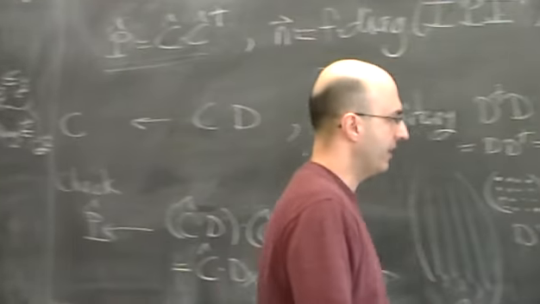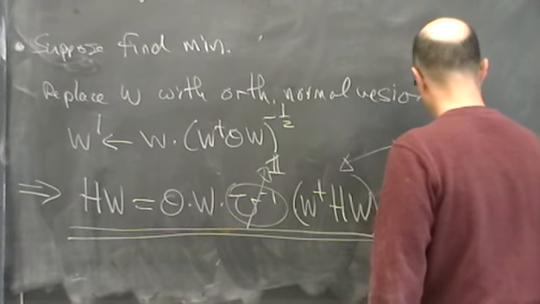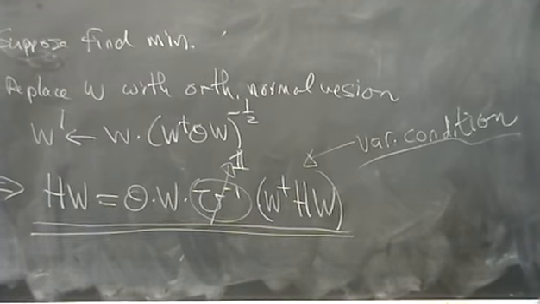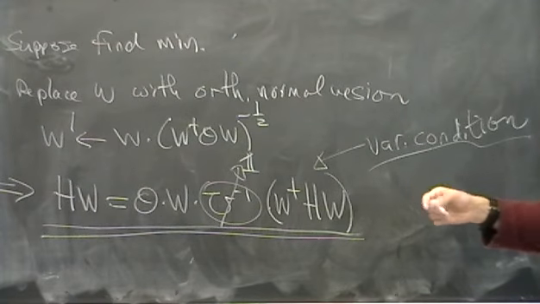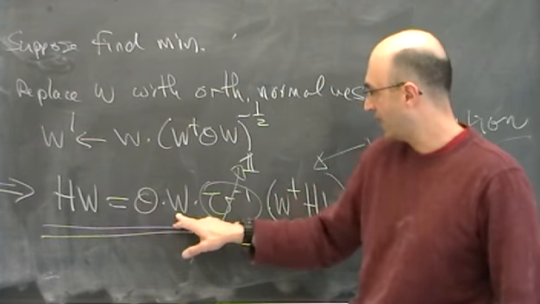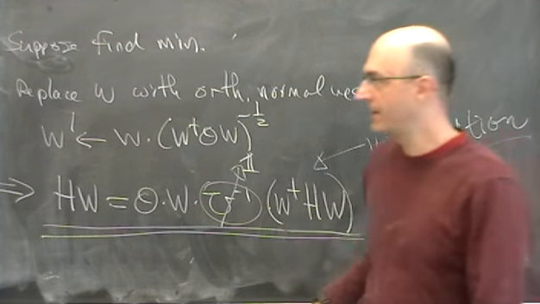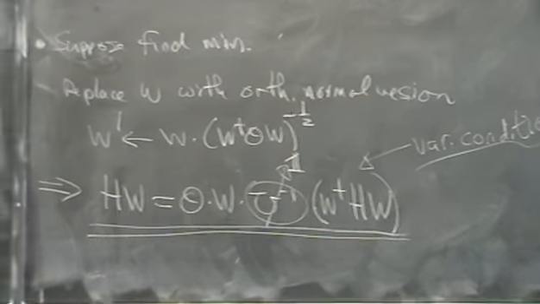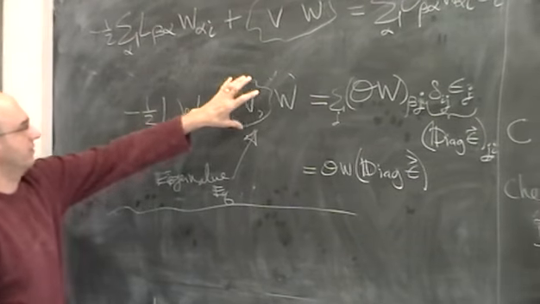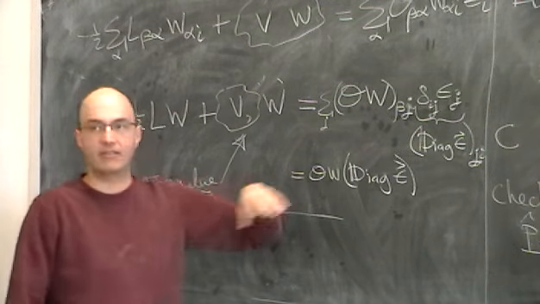This is our variational condition. And what we can see is it has exactly the same structure, right? H on W gives me back some normalization factor times my W's, and then times a matrix. This has the same exact structure, right? Minus 1/2 L is part of H, and here's your other part of H. Gives me back O times W times a matrix.